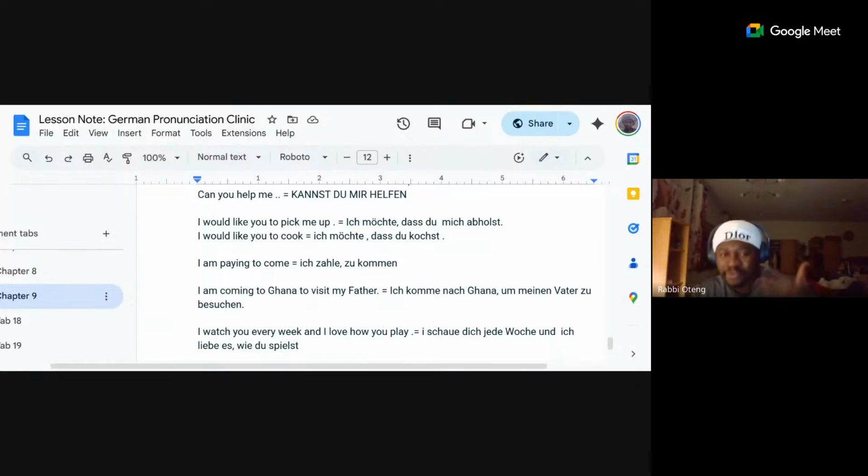Transitive verbs are verbs that require an object. You can't just say I give. I give requires an object. You are giving what? Plenty of verbs are transitive. So when you use them this way, it's not clear. But then basically you can't just say ich liebe, wie du spielst.